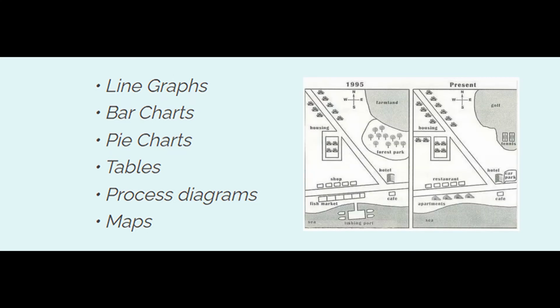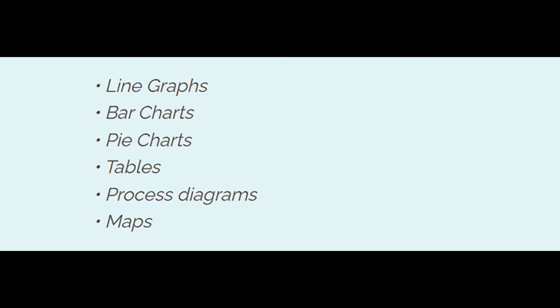And then you can have maps where you have to use directions to explain or describe the map. So for example, southeast or northwest, or behind, in front of. You can also get two of these together. For example, you can have a line graph and a pie chart, and then using both of these types of graphs, you have to compare and describe accordingly.